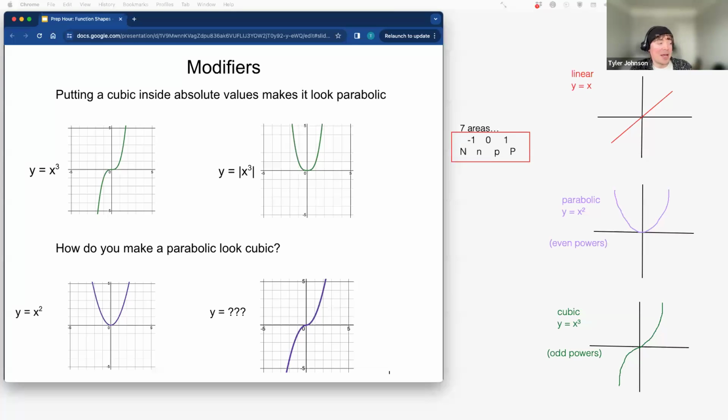Well, it's again going to come down to absolute value. But instead of putting the entire function in absolute value symbols, what I would have to do is just put one of those x's in absolute values. So I'm breaking that square into x times x. If I put one of them in absolute values, then my parabolic shape is going to look more like a cubic shape.